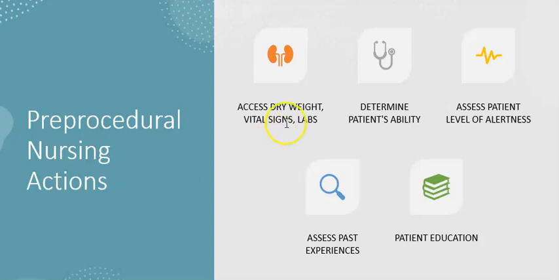Pre-procedural nursing actions, you're going to do a dry weight, vital signs and labs. Afterwards, you will do the same thing. So some patient education that you might give: instruct the patient they will feel full when dialysate is dwelling. There may be some discomfort as it is being removed from the body. Continuous ambulatory PD is 7 days a week for 4 to 8 hours. They can continue normal activity.